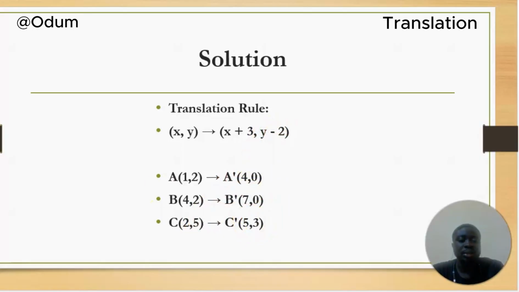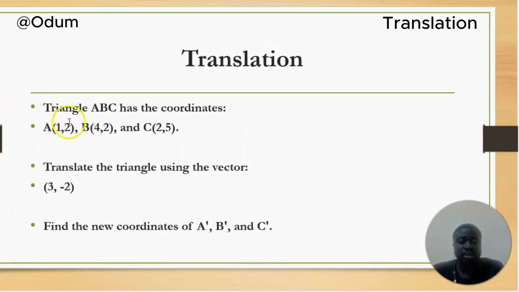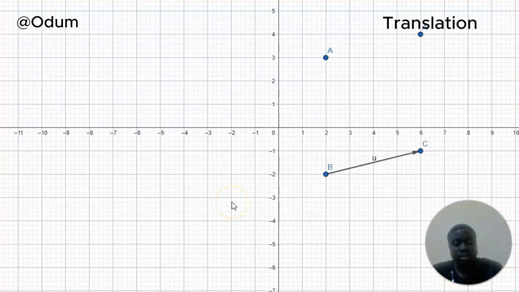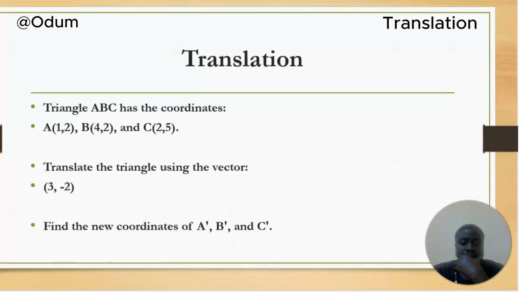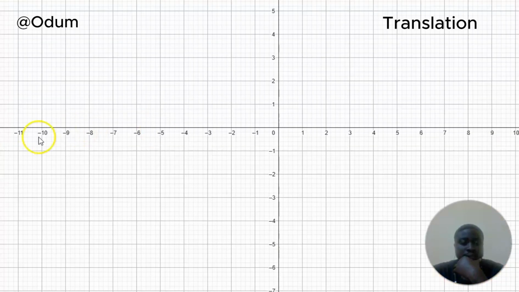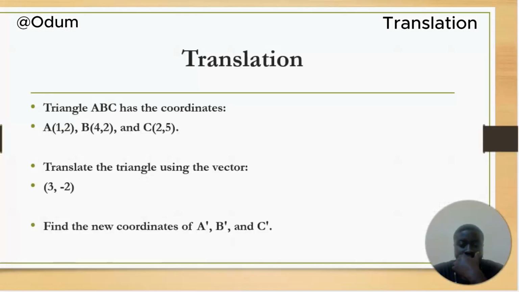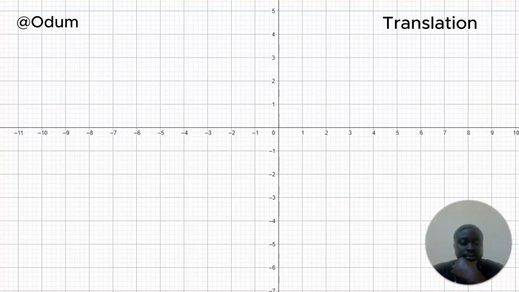So now let's see how it will look when you plot this on the graph. These are the points we have. Let's go to our graph and plot the points. Our first point is (1, 2), the second one is (4, 2), and the last is (2, 5).